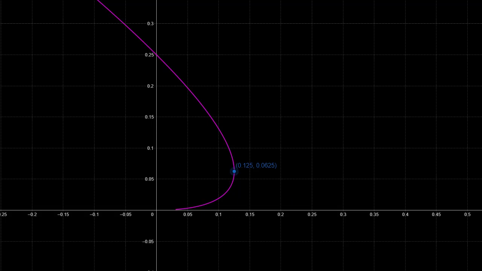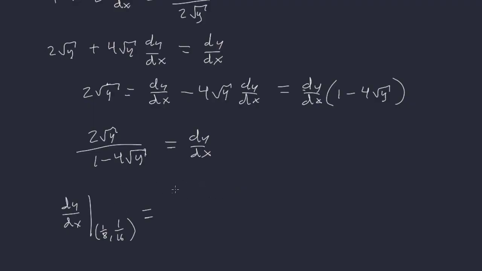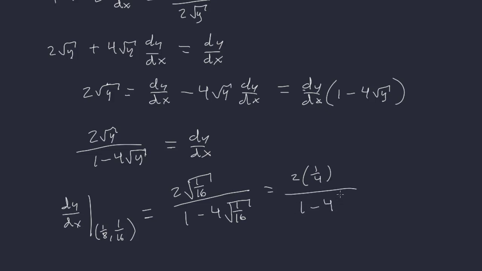So if we plug that into our derivative, we would get 2 times the square root of 1/16 all over 1 minus 4 times the square root of 1/16. So 2 times that will be 1/4, all over 1 minus 4 times 1/4. So we get 1/2 over 0. This is an undefined tangent line slope.